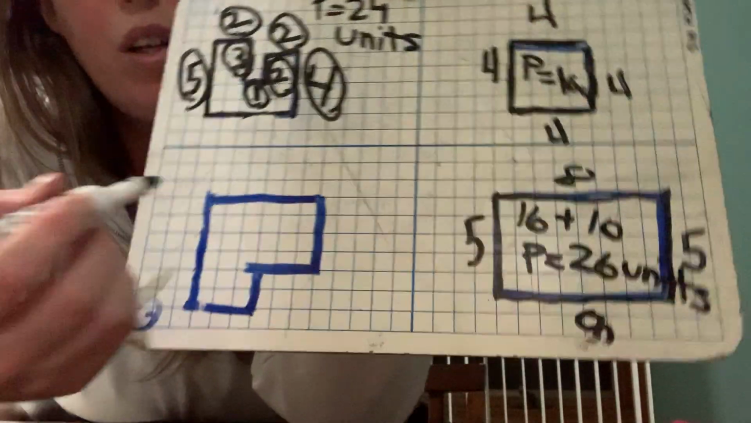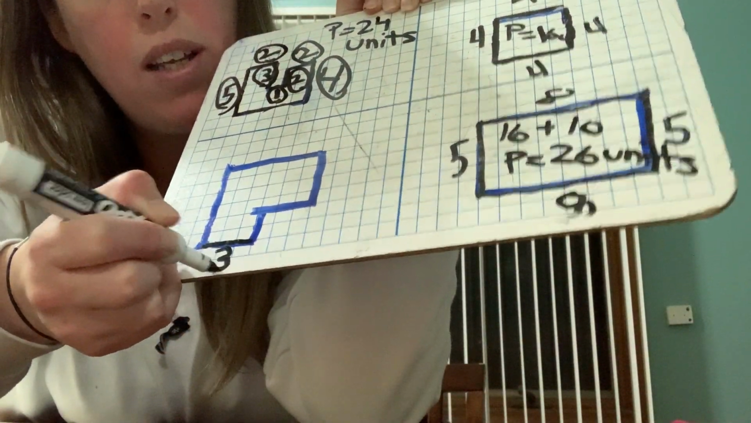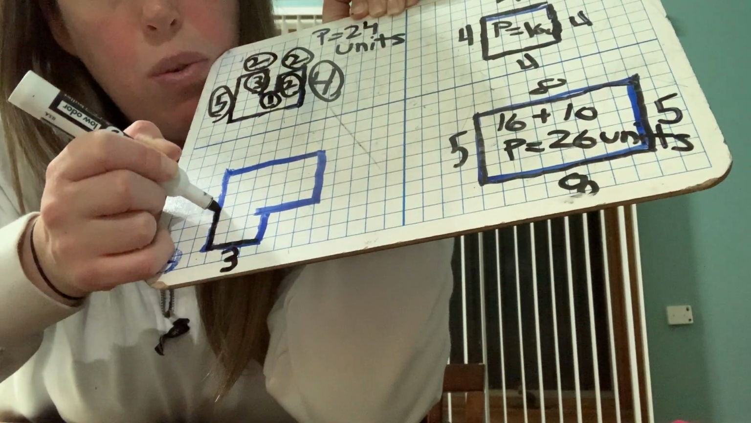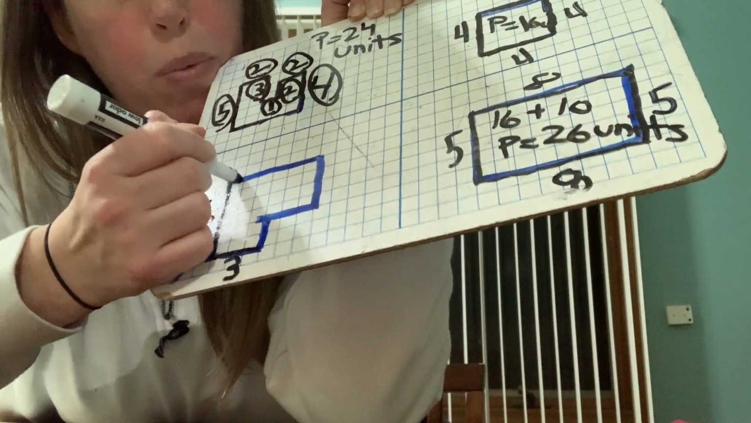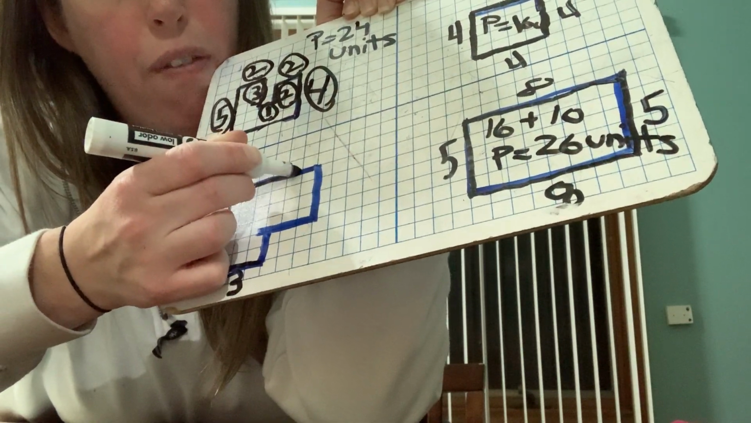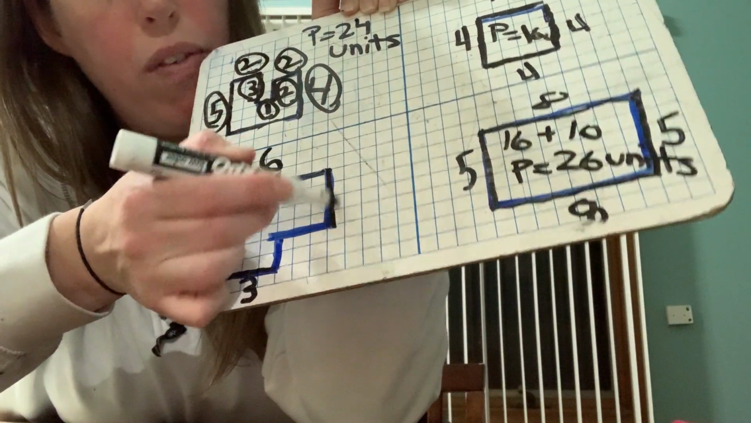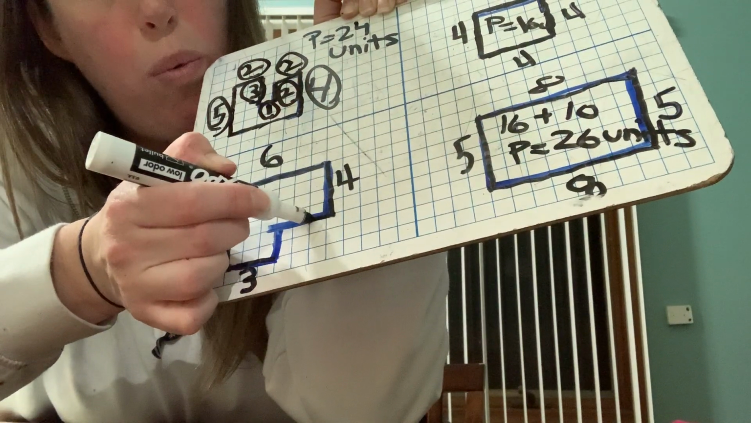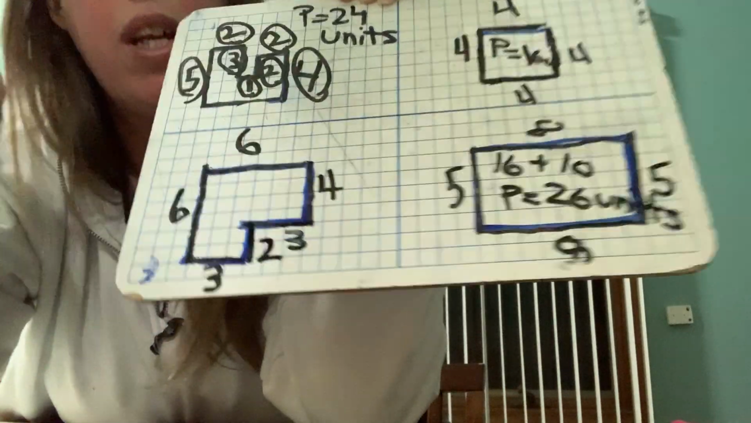Down here, 1, 2, 3 units. 1, 2, 3, 4, 5, 6 units. 1, 2, 3, 4, 5, 6 units again. 1, 2, 3, 4 units. 1, 2, 3 units. And then 2 units down here.